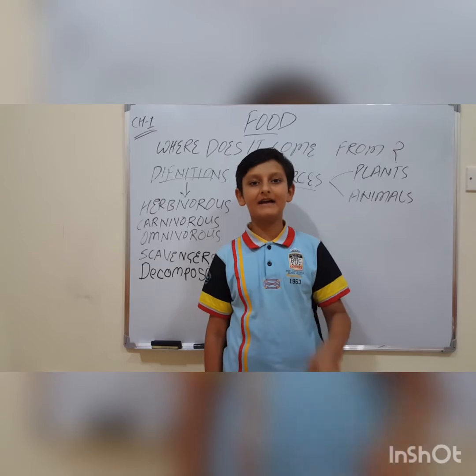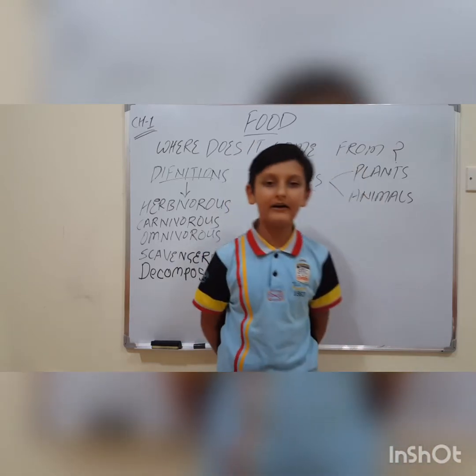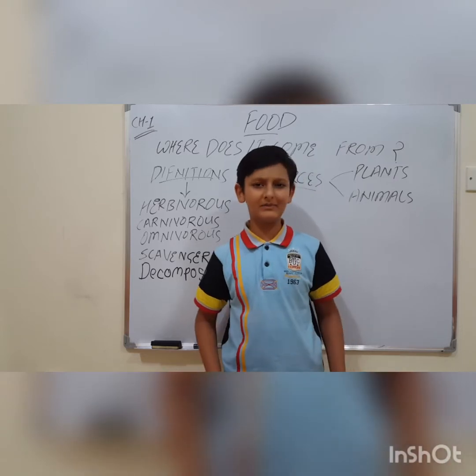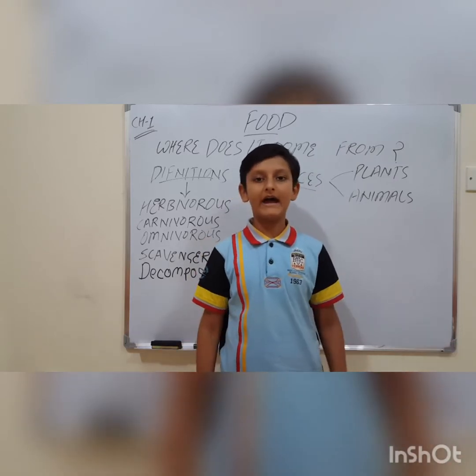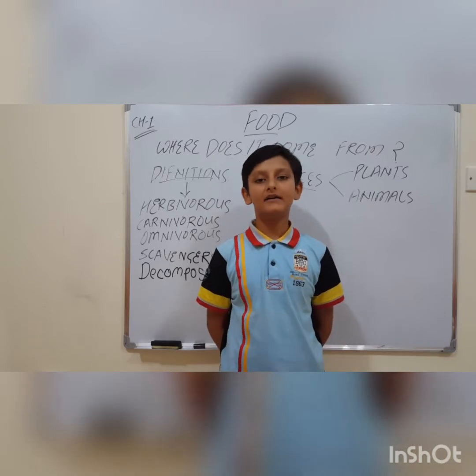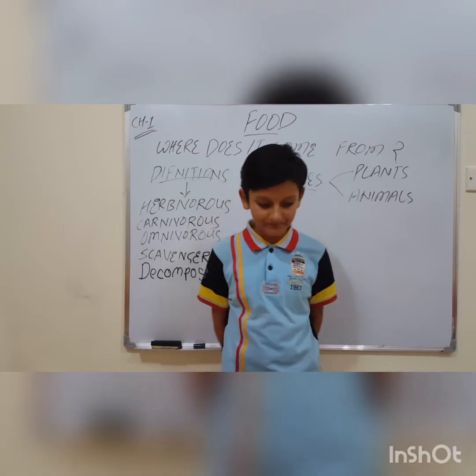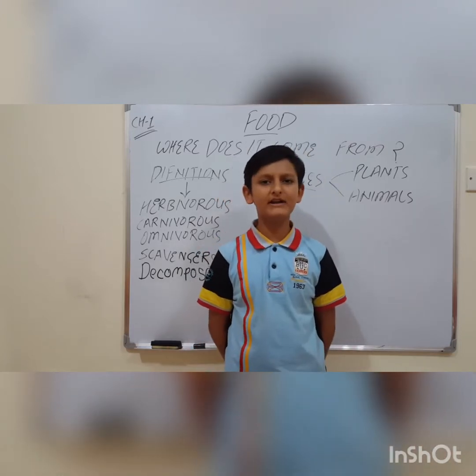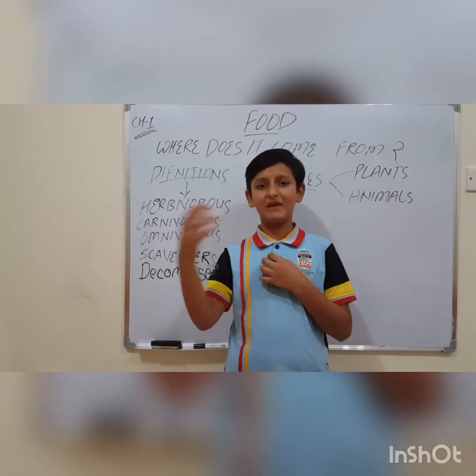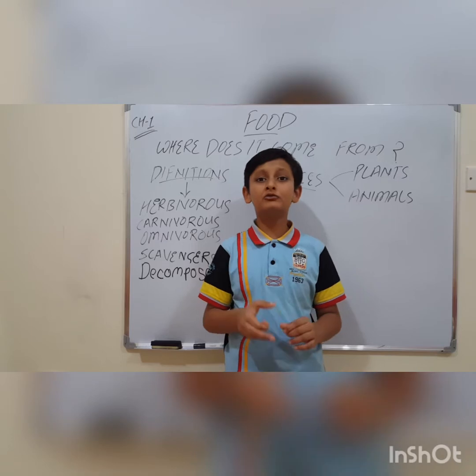Now I'll tell you the parts of plants that are eaten by us. First is roots. We eat roots of certain plants raw or cooked. Examples of roots are radish, carrot, turnip, sweet potato, etc. Another is stem. Stems are also eaten by us, such as potato and ginger, and sugarcane.